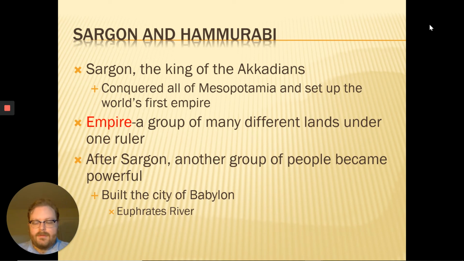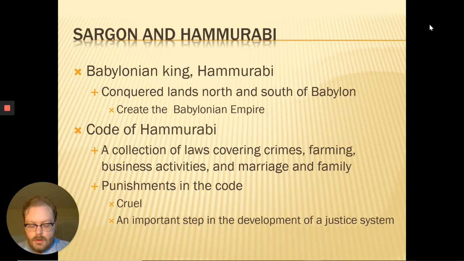And after Sargon, another group of people became powerful. They built the city of Babylon along the Euphrates River. We talked about Hammurabi in the past. He conquered lands north and south of Babylon, and he helped create the Babylonian Empire. And he had a code. This code that Hammurabi came up with covered many crimes, farming, business activities, marriage, and family. And when we looked at this in class, you guys should remember that this code came across as pretty cruel, very harsh, but it was an important step in the development of a justice system. As you saw, later civilizations like Rome and Greece, they had laws themselves. The Code of Hammurabi was a very important first step in the development of a justice system as it was to develop.